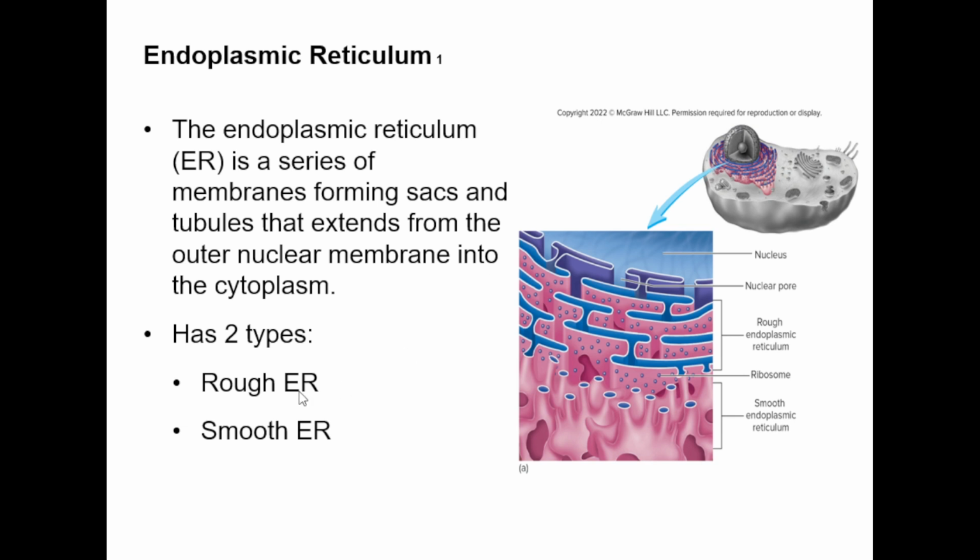And there are two types, your rough and smooth endoplasmic reticulum. Another description that we see here is that they are formed from sacs and tubules. So when we say sacs, these are the flattened appearance of the endoplasmic reticulum. So sila yung mga parang flat na maze looking. And then when we say tubules, ito yan. Para silang mga tubes, no?